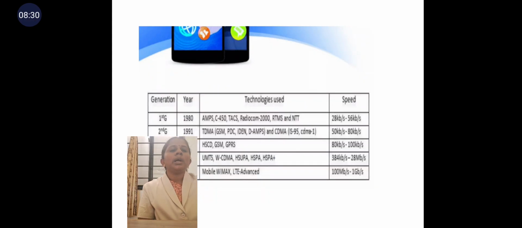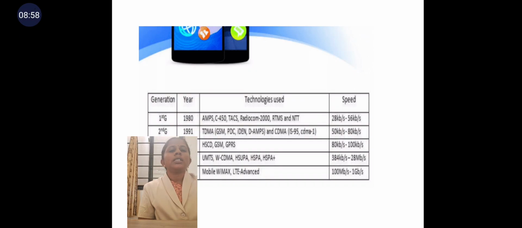And these are some comparisons of the different generations involved in mobile networks. The first generation was established in the year 1980, the technology used is AMPS, and the speed is 28 kilobits per second to 56 kilobits per second. The next one is second generation. It was established in the year 1991. The technology used is TDMA, and the speed is 50 kilobits per second to 80 kilobits per second.